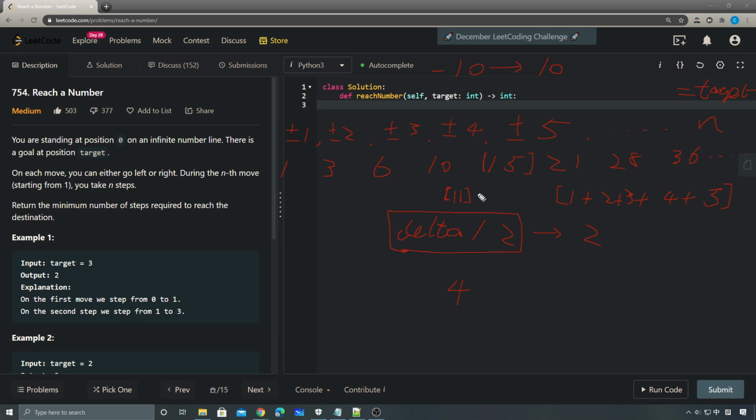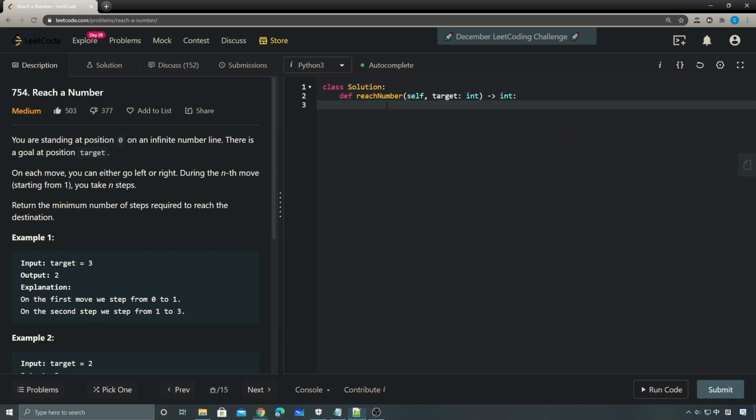And then the question is that we just need to find the first total that has an even delta after passing our target. So yeah, that's going to be our solution here. The proof is a little bit hard, but the code is kind of short.